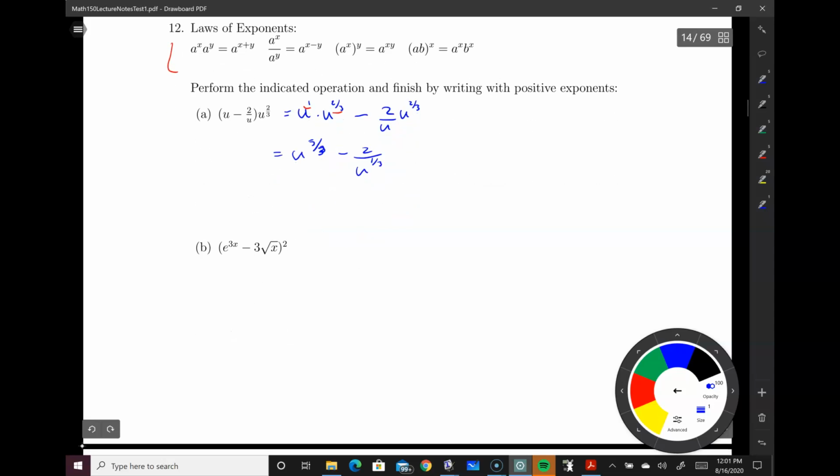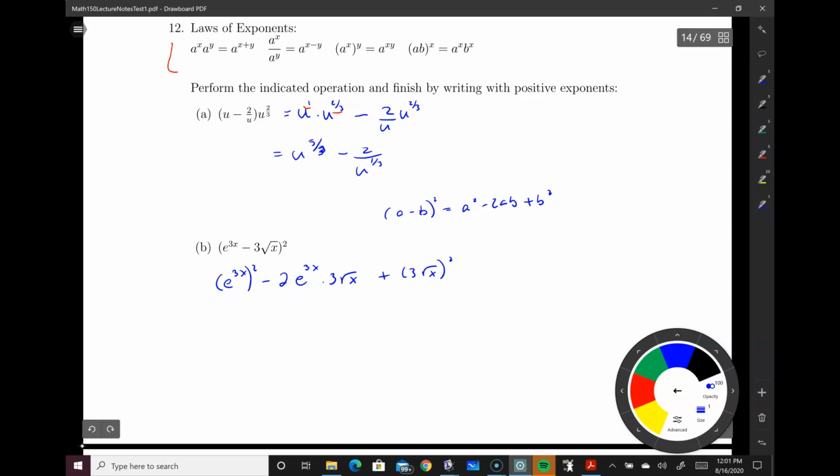All right, so multiplying this out, let me just write this out just because we're going to be multiplying things like this out a lot. So I want you to have memorized this pattern, in case you're writing it out and foiling it. Okay, so if I take e to the 3x and square it, and so minus 2 times e to the 3x times 3 root x, and then plus 3 root x all squared.